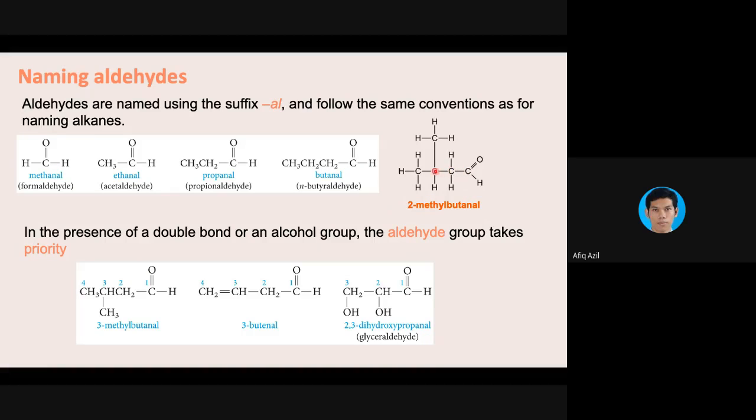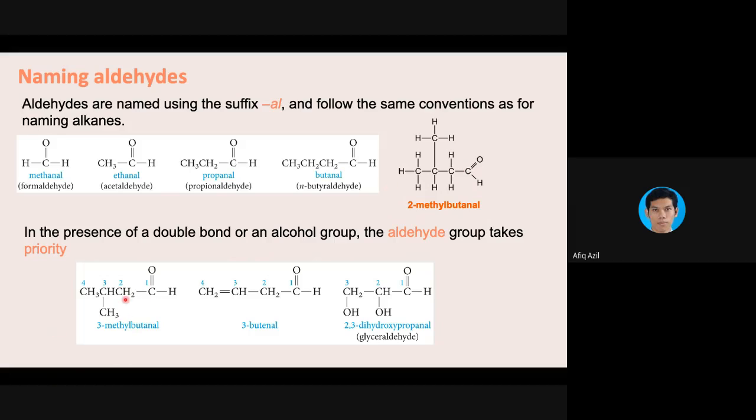1, 2, 3, 4. Or you can also count 1, 2, 3, 4 from the other side, because the C double bond H carbon will be carbon number 1. So take note of this. In the presence of a double bond or an alcohol group, the aldehyde group takes priority, meaning you have to prioritize it. Here is another example.